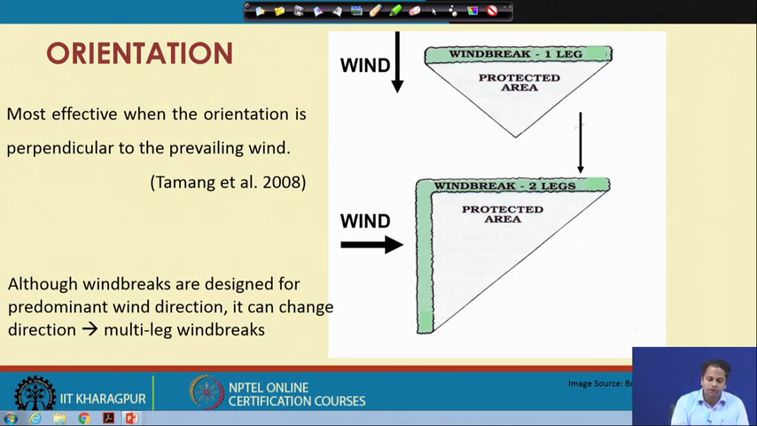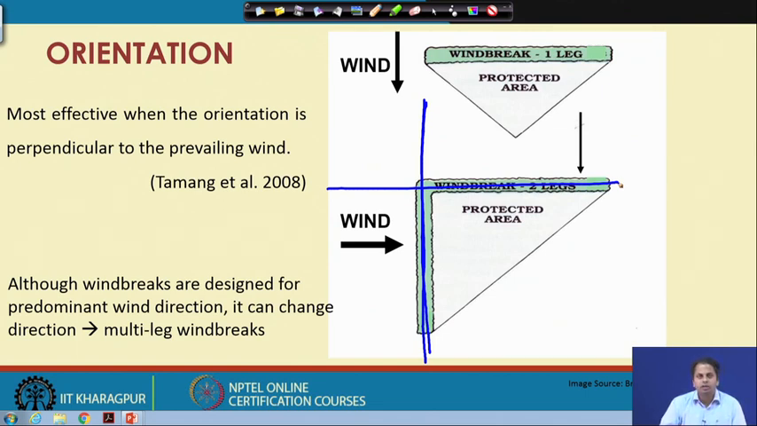So, what you can do is place one windbreak across the direction which is more predominant, and another windbreak in any other direction where you feel the wind direction may change. So, you can think of multiple windbreaks, multiple leg windbreaks, to increase the area protected.